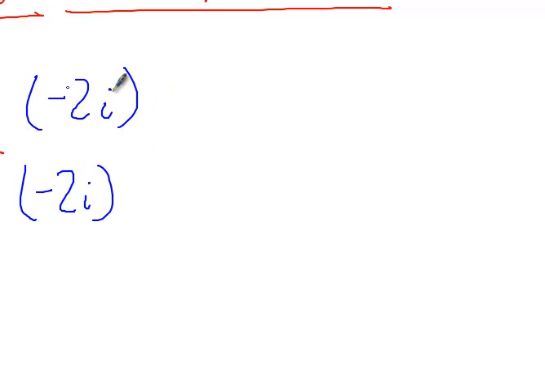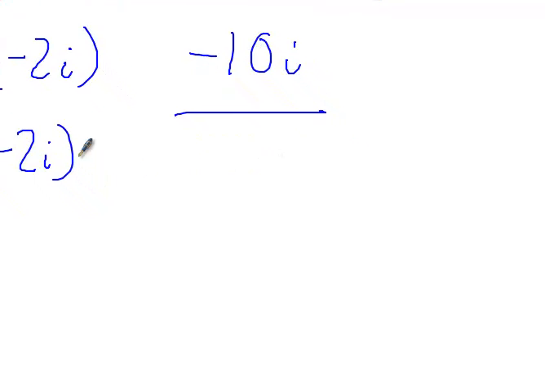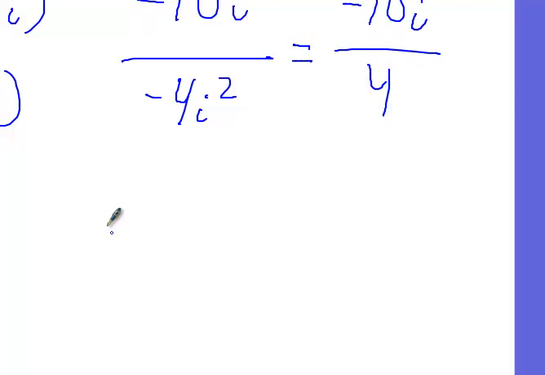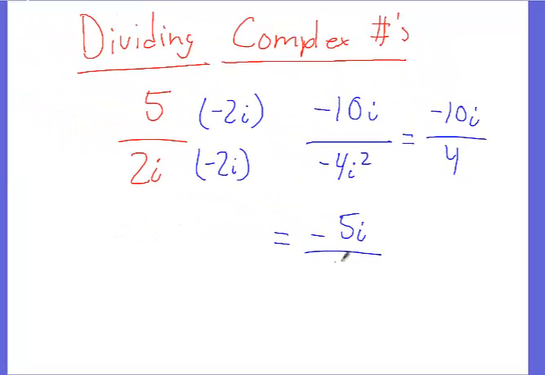Okay? So 5 times -2i becomes -10i. 2i times -2i becomes -4i squared, which will simplify to -10i over 4, which simplifies to -5i over 2. Okay? All you do is multiply the top and bottom by the conjugate. For this instance, it's just the -2i. And it simplifies to that, which is pretty good. Okay?